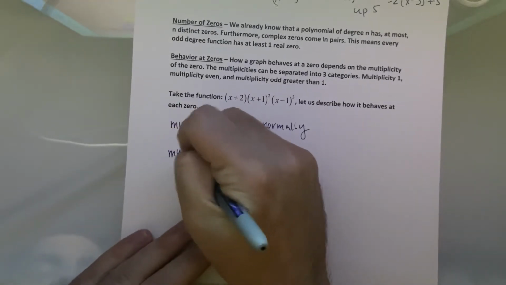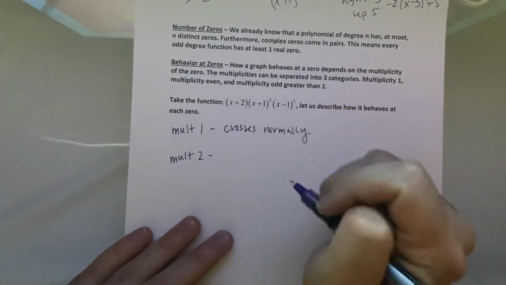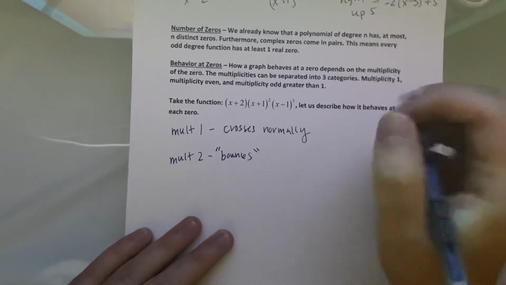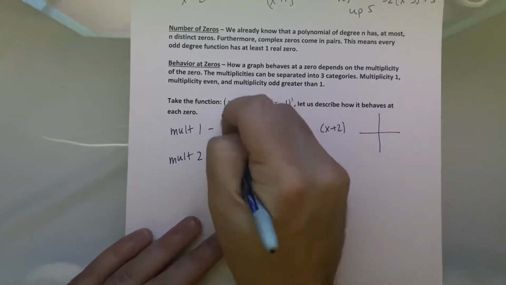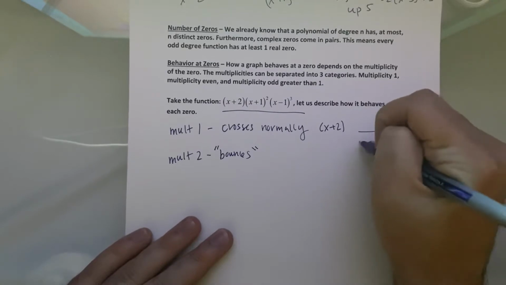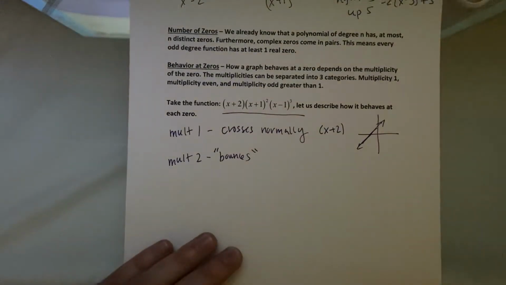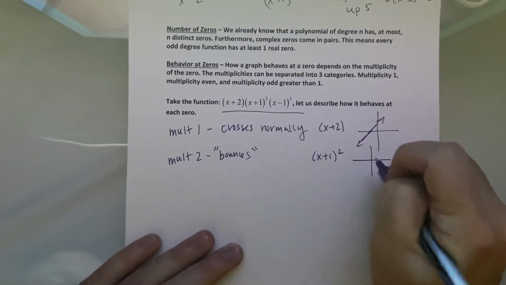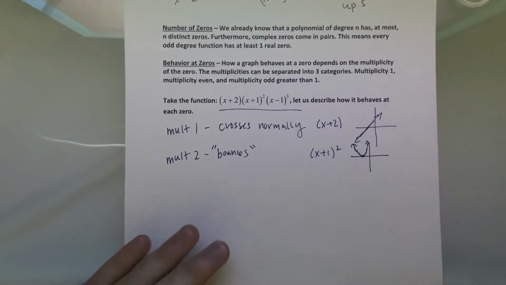Multiplicity 2. If you cross the river twice, you go and you come back. So if you changed your mind in the middle of the river, it has an effect of bounces. So if we look at just the x plus 2, what it looks like from this equation, that's just a 0 at negative 2. It just crosses normally. It does whatever the graph was doing beforehand, and it just keeps going. Now, the x plus 1 squared, we know that this is a parabola. It comes down to negative 1, and it kind of bounces back off. So it kind of levels off at the 0, then turns around.